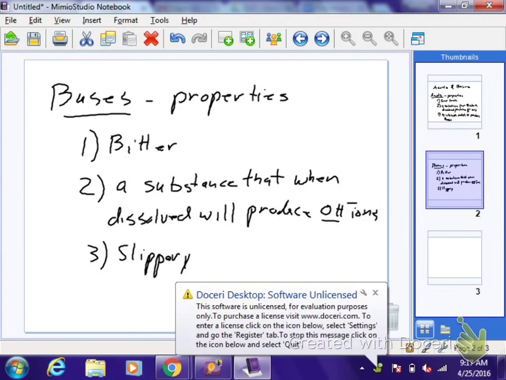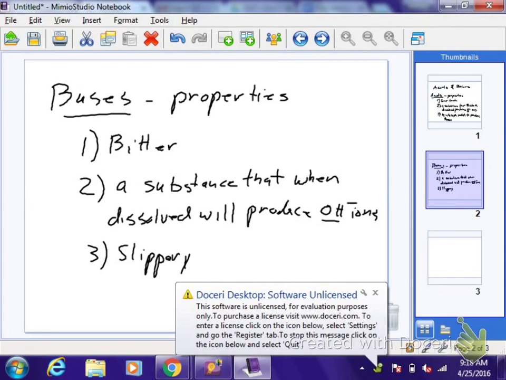Okay. They're slippery. Soap is slippery. Anytime you got a fitting or something that doesn't fit, there's friction involved, sometimes what you can do is get a little soap, a little bit of water, put it on whatever you're trying to fit together, and it's slippery. And then you can fit it. So bases are slippery. Okay? Any questions on those?